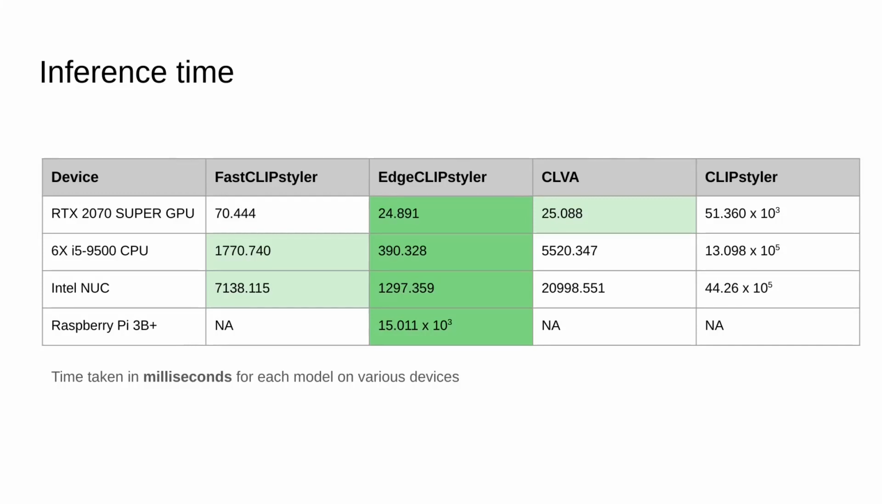Here we show the inference time for all the models on various devices. As expected, EdgeCLIPstyler performs the best across all of them. It's capable of producing images in milliseconds even without access to a GPU. On a very low-powered edge device like the Raspberry Pi, no other model was able to perform style transfer due to memory constraints. EdgeCLIPstyler, even though slow, did manage to perform there as well.